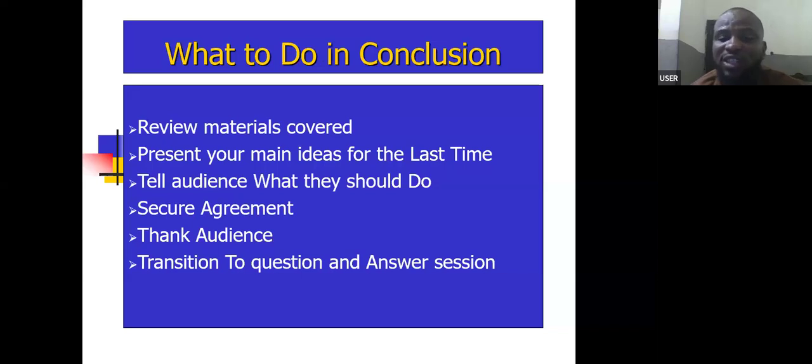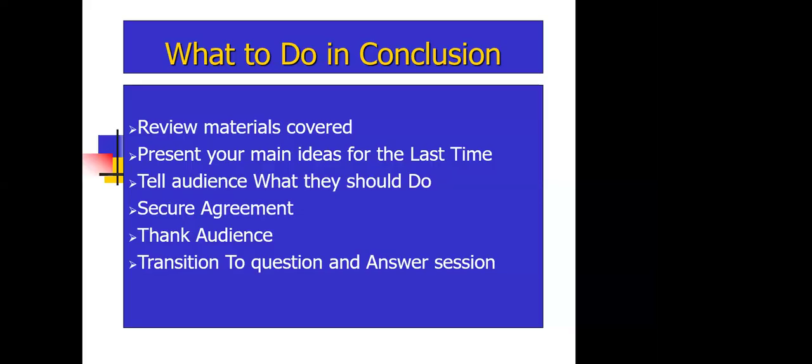What do you do in your conclusion? Review the materials covered. You go back and review what this person did and what that person did, and how you intend to achieve all you intend to achieve with what they've done. You review it, then present your main idea for the last time. Tell your audience what they should do.